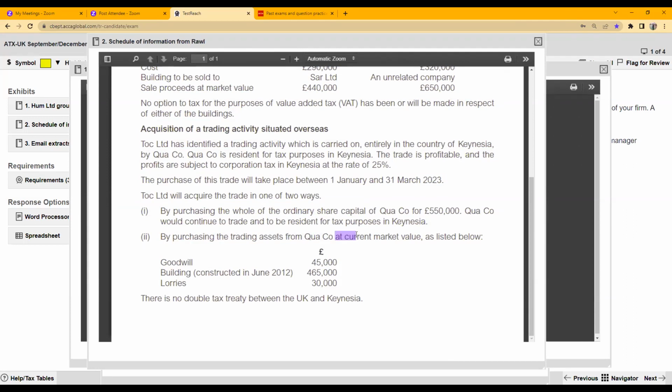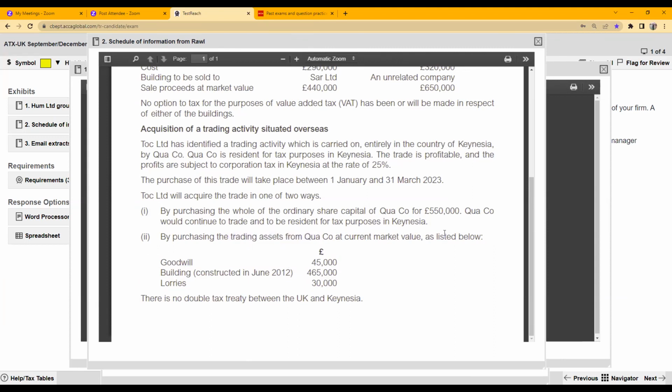But in this situation, DTR would be available because this company is a resident of Kinesia and has to pay 25% tax there. As well, if you are acquiring the trading assets, it will be part of the current business of the current group, which means the profit will also be subject to UK taxes, right? Then DTR would be available, and if no tax treaty exists, then DTR would still be available.